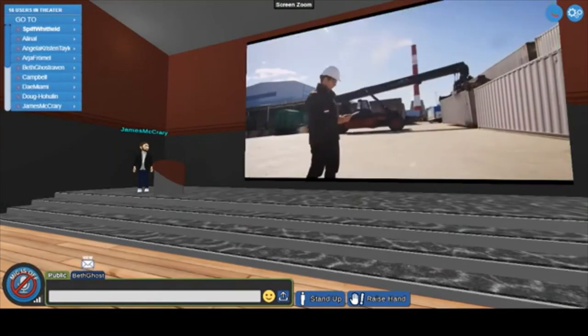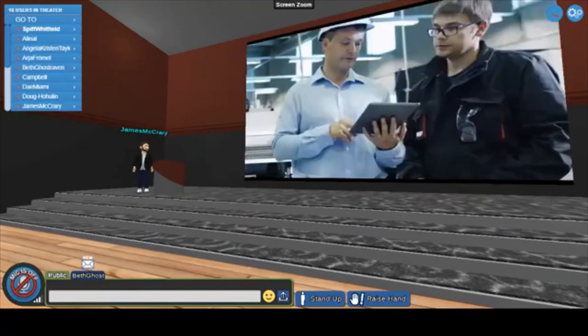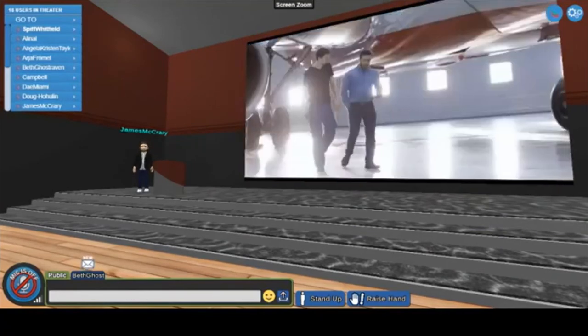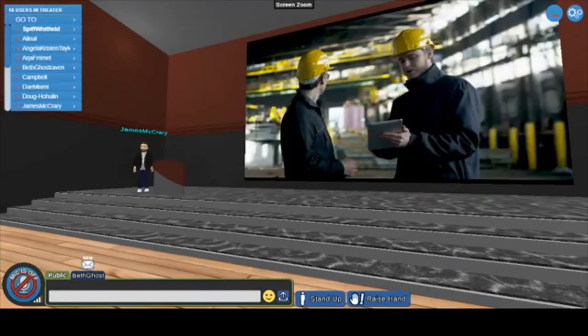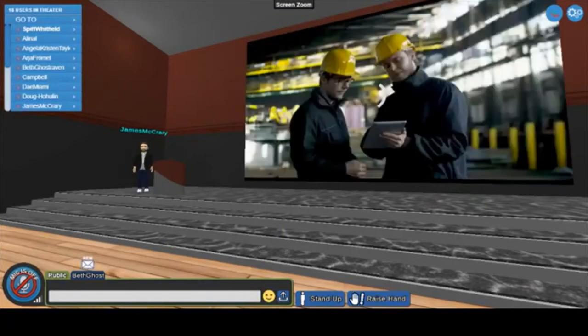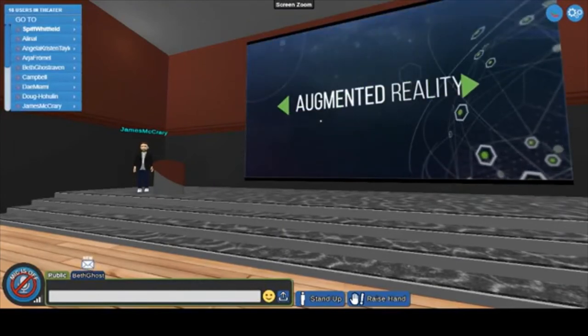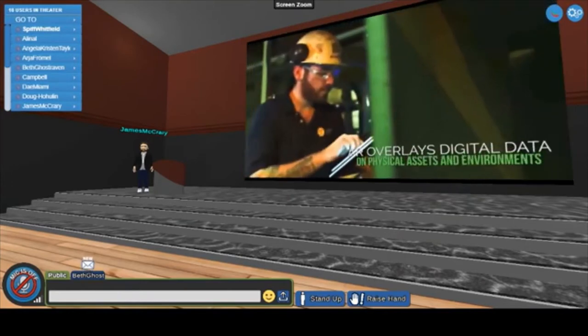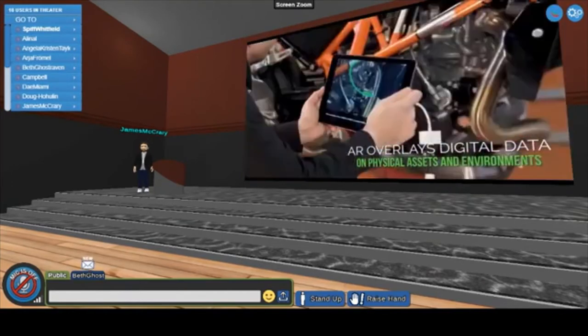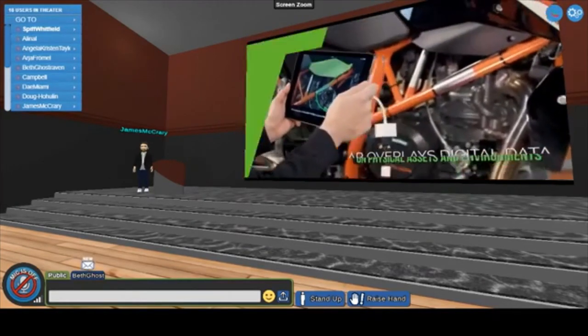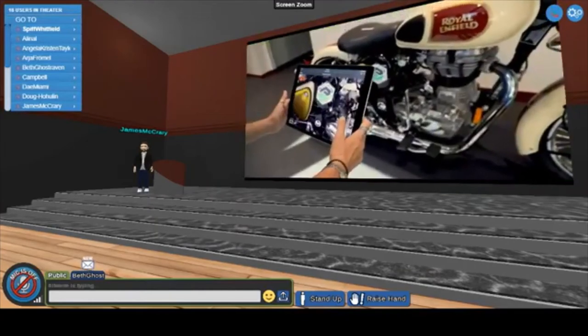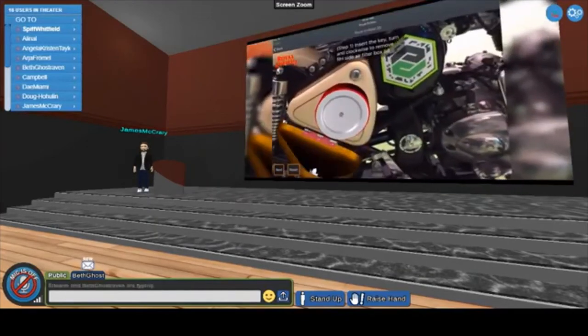To maintain expertise and help close the skills gap, companies will need to slow the skills drain, maximize current skills, and refill the skills reservoir. The answer lies in industrial augmented reality. It gives users a way to overlay digital data on top of physical assets and environments, which is a game changer when it comes to closing the skills gap.